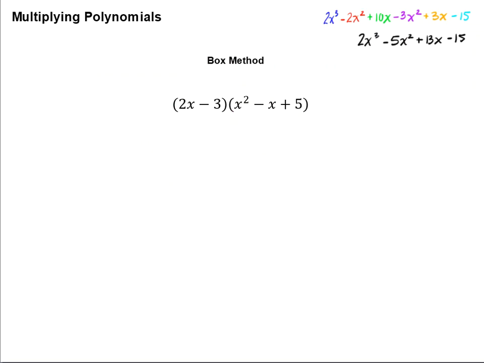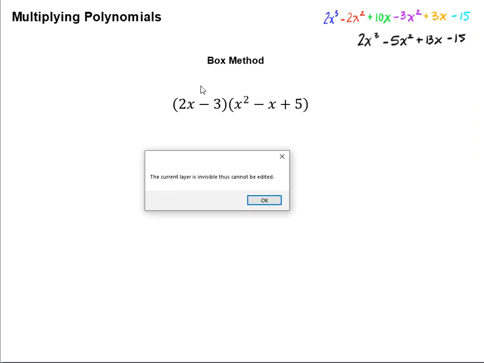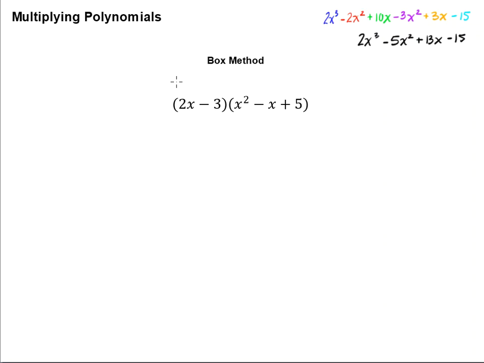So the box method, once again, is doing the same thing. It's just a different way of organizing your work. What I want to do with the box method is create a grid to help me with all my work. The way you determine how big the grid has to be is you look at your first polynomial right here. How many terms does it have? This one has 2 terms in it. This one has 3 terms in it. So my grid has to be 2 by 3.